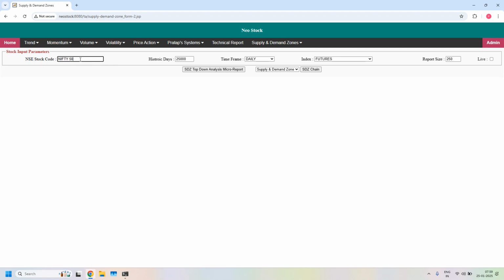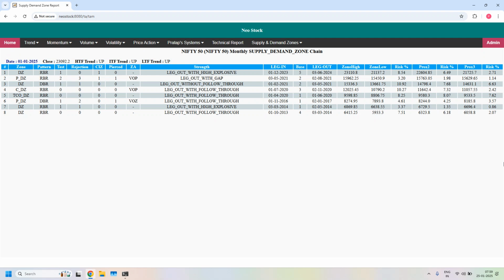So Nifty 50, generating monthly supply demand zone chain for Nifty. Always look into the zone column to find high liquidity zones. Look into the pierced column to find the pierced zones. Always look into the LTF trend to find the trend of the current time frame you have selected. And apply the same rules to the remaining supply demand zone chain reports.